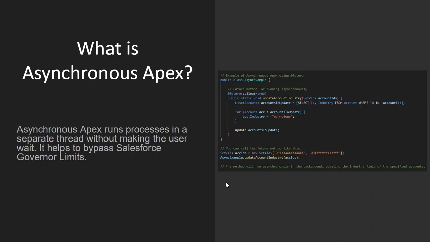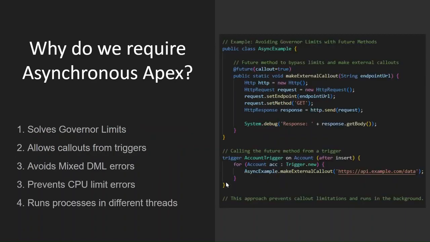So let's move to the next question. So we have: why do we require asynchronous Apex? It solves governor limit problems, it allows callouts from triggers, it avoids mixed DML errors, we can prevent CPU limit errors, and it runs the process in a different thread. And you can see the same in the example code here that we are doing this callout from this trigger using our asynchronous Apex logic.